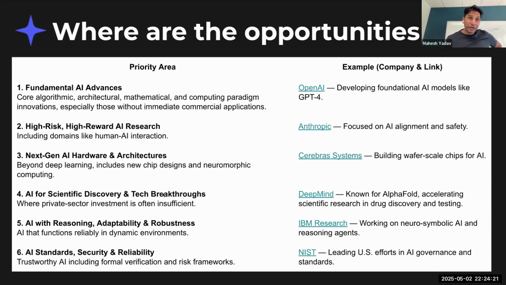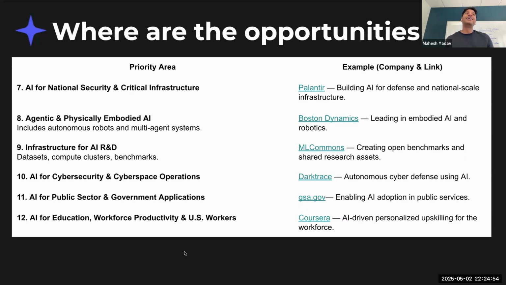Similarly, new breakthroughs, which DeepMind is doing with protein folding. Figure out how to do better reasoning and increase the robustness of these models. Figure out standards, security, and reliability of these models. Figure out how you can allow governments to do it. Like Palantir's whole business model is, if government wants to do it, we will do it for them.